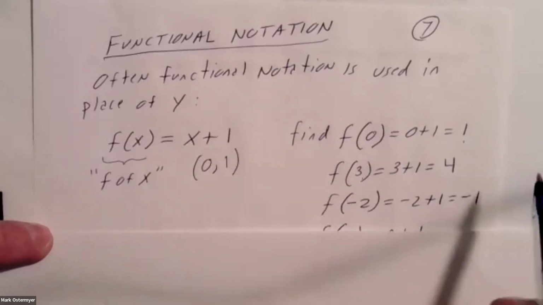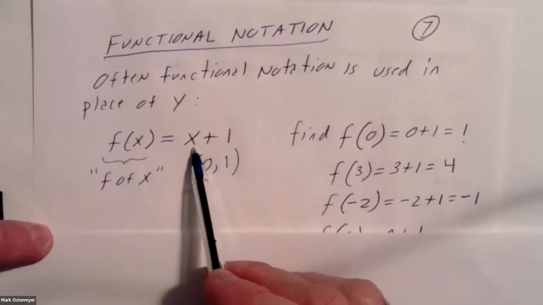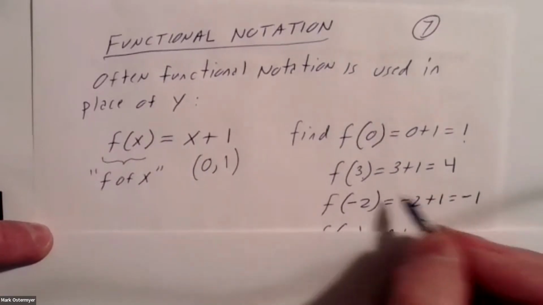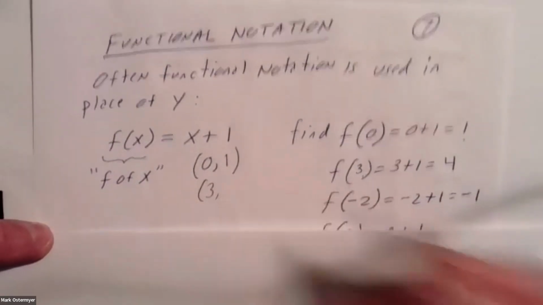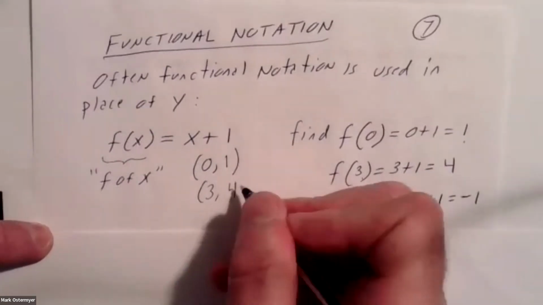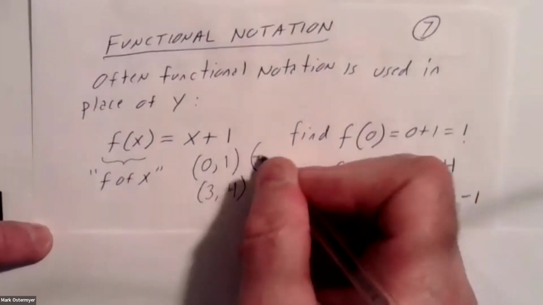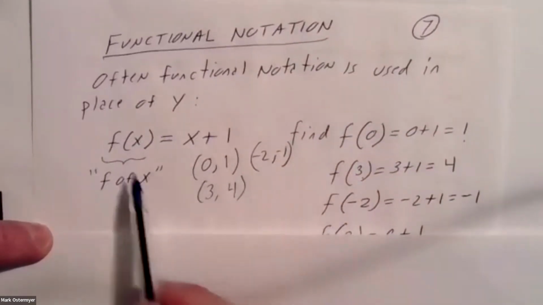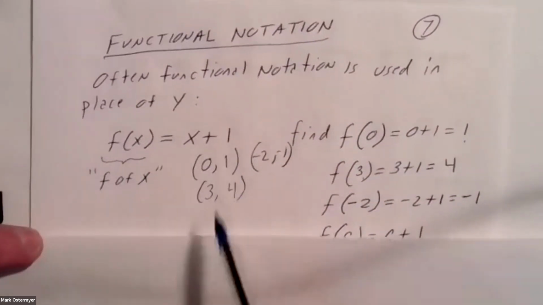If you put 3 into this function, the output value will be 4. 3 plus 1 is 4. If you put -2 into this function, -2 plus 1, out comes the output value of -1. So here are some other ordered pair solutions to that equation: 3, 4, and -2, -1. All these points would be expected to lie on the graph of this function.